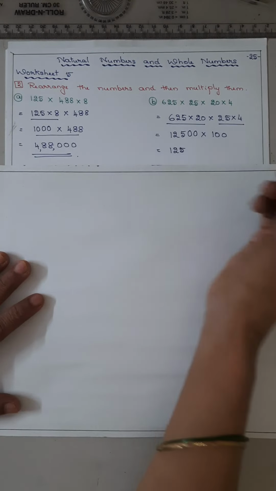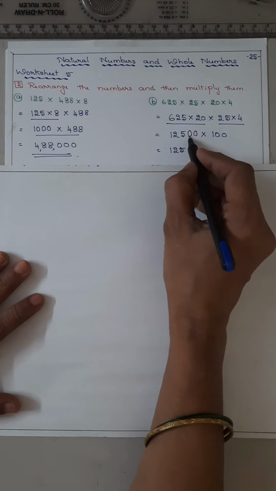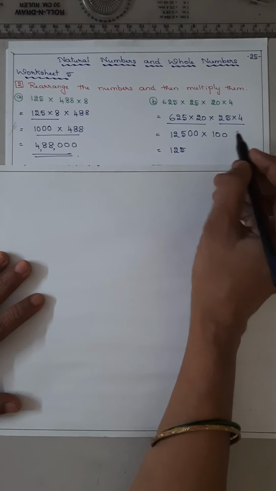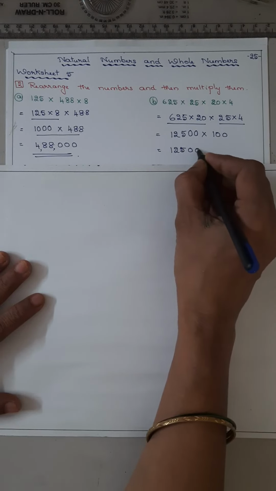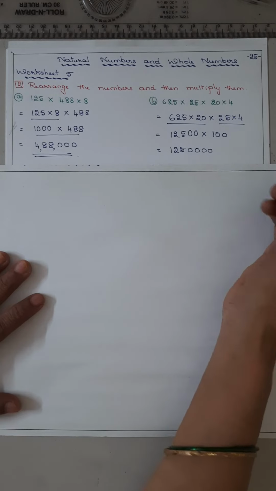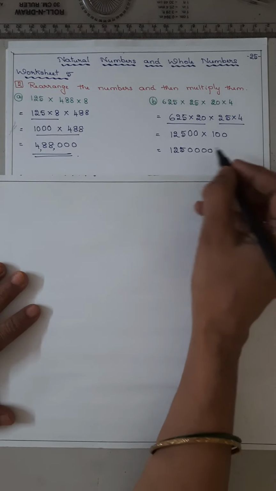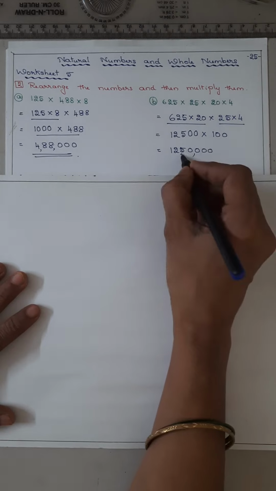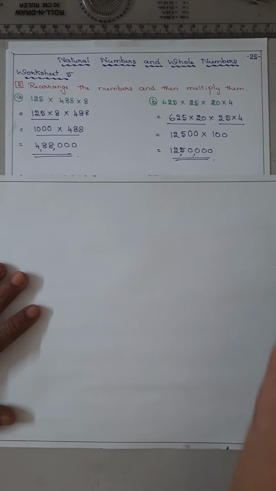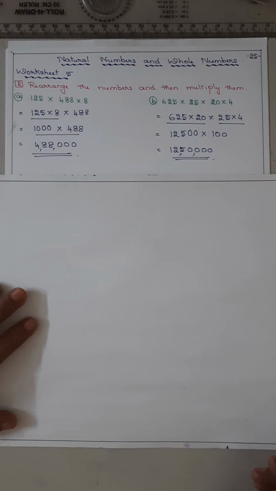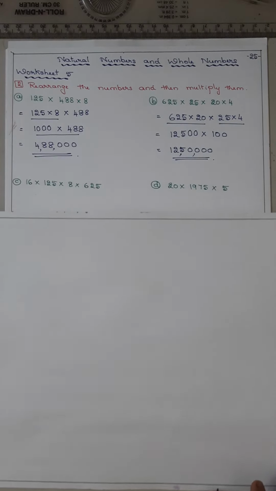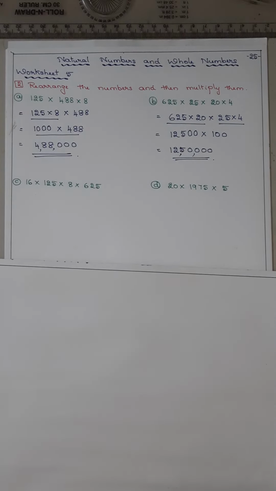125. How many zeros are there? 1 2 3 4. Count and put the zeros. So 1 2 3 comma 1 2 comma. So you got 12,50,000. Is it clear?